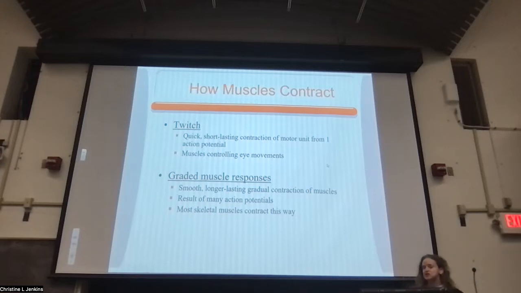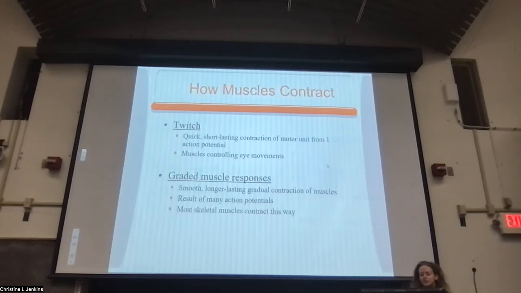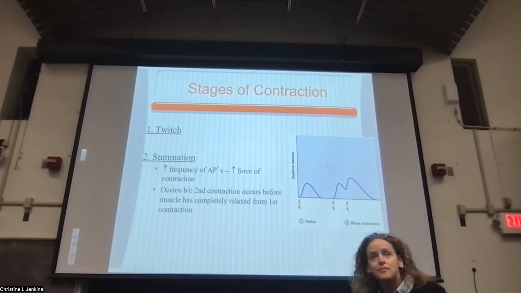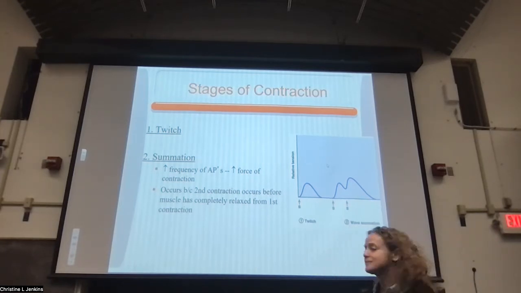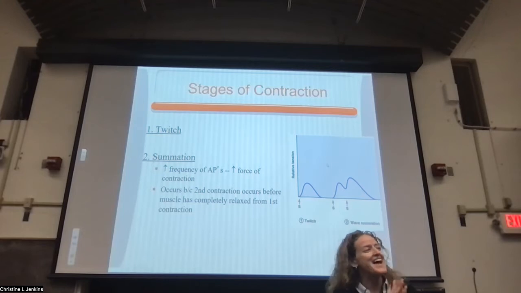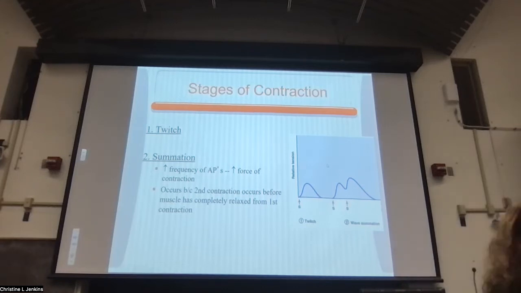So there's a way in which we can talk about these graded muscle responses. In order to get a graded or sustained muscle response, doesn't it all start with a twitch? Everything starts with that one nerve impulse and one contraction. But usually we want a sustained contraction.